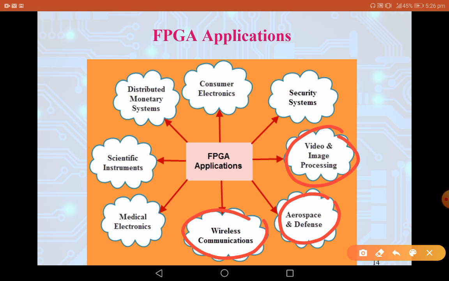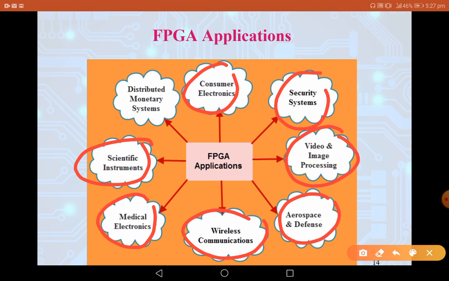We need hardware circuits, which can be implemented in FPGA. It can also be used for scientific instruments, which we see in the laboratory, CROs, DSOs, and all kinds of function generators, and digital signal processing kits. We can use FPGAs. It is also used in medical electronics and consumer electronics, home security systems, lifts, etc., and security systems and monitoring systems.